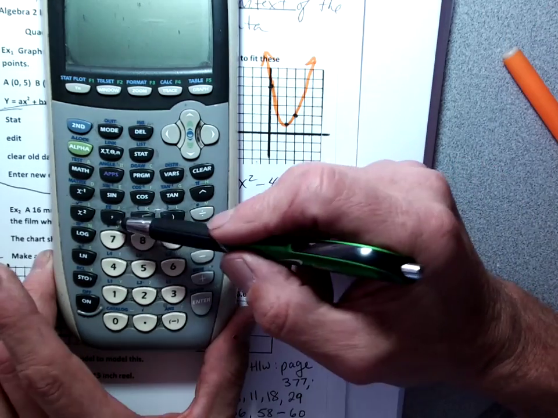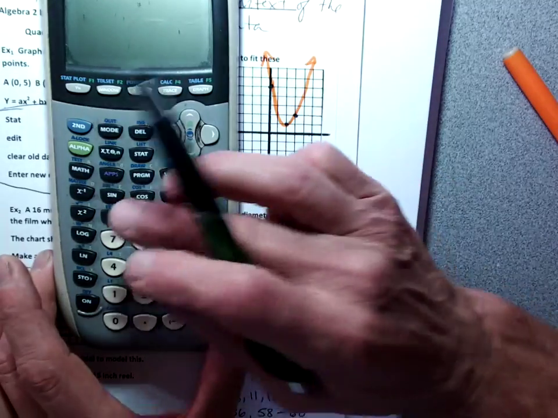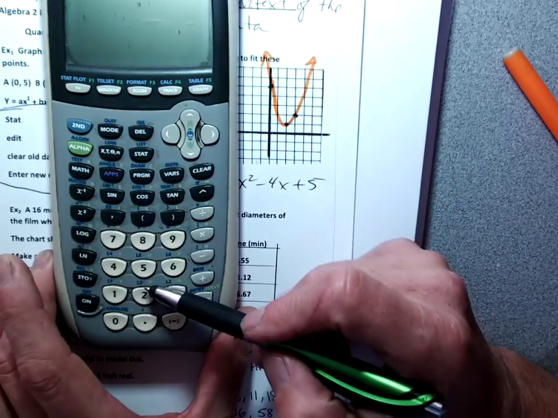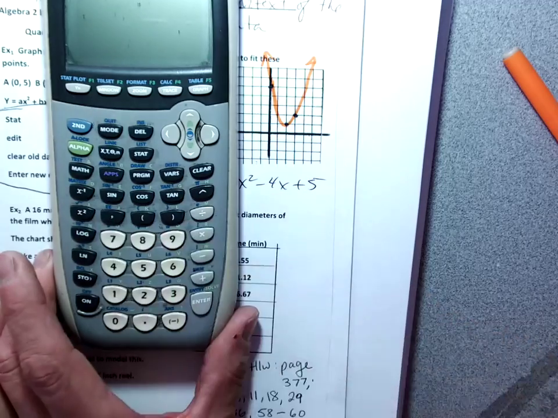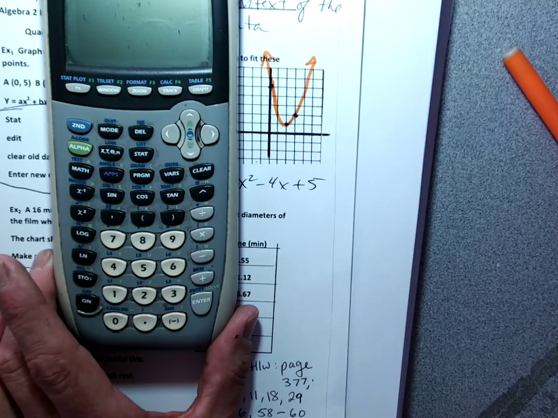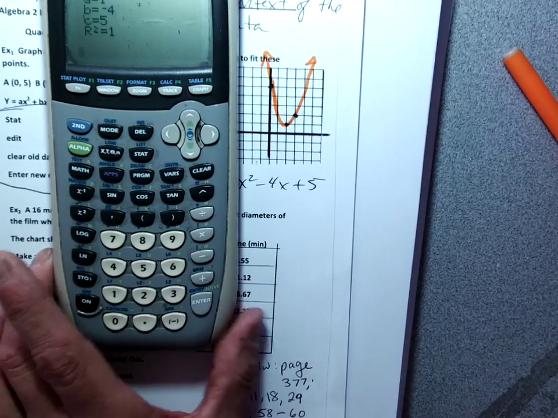You got it? The comma's right above the 7. Comma's right above the 7. And then L2 is in blue by the 2. How am I doing? Did you get it? And there it is, enter. All right, let's go back.